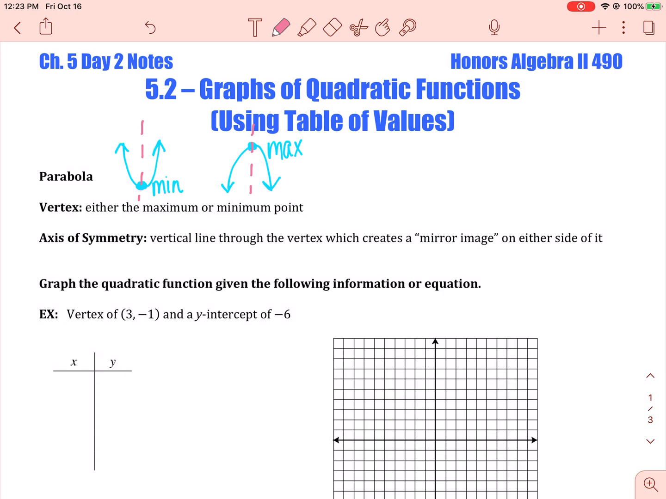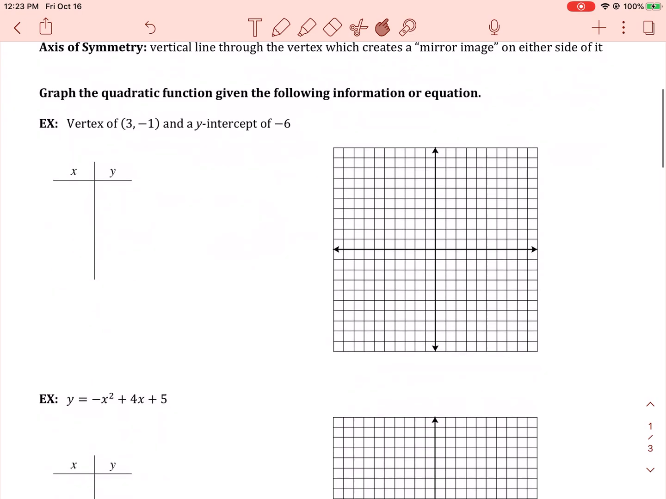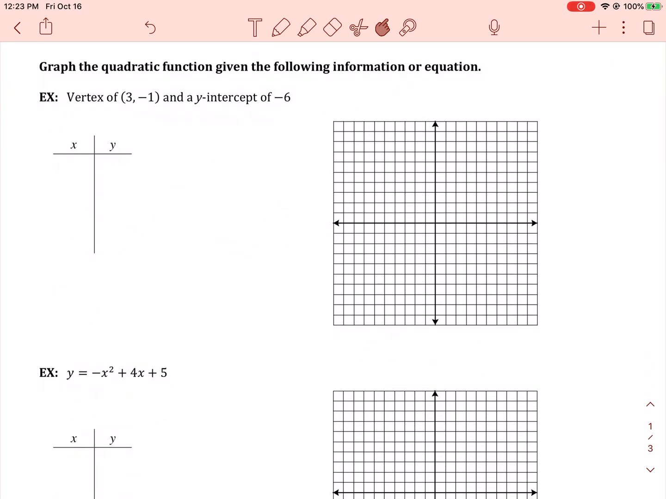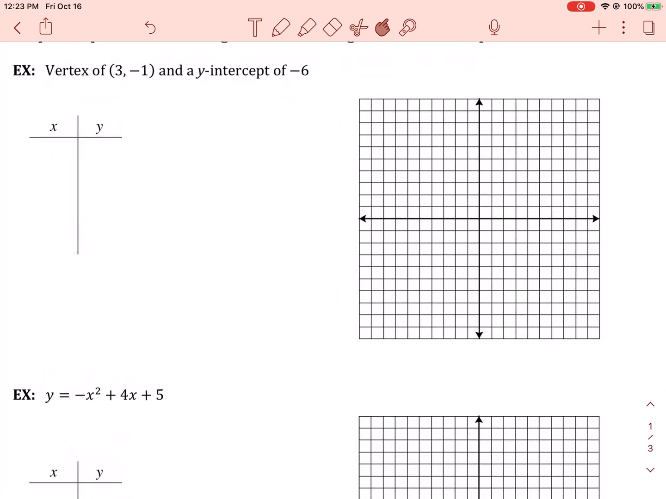I know the suspense is killing us, so let's get going. Let's do some examples. So we're going to graph this function here given the information or equation. They tell me the vertex is 3, -1. So go to the right 3, down 1. It's this point right here. And it has a y-intercept of -6. Y-intercept means it's the point 0, -6.